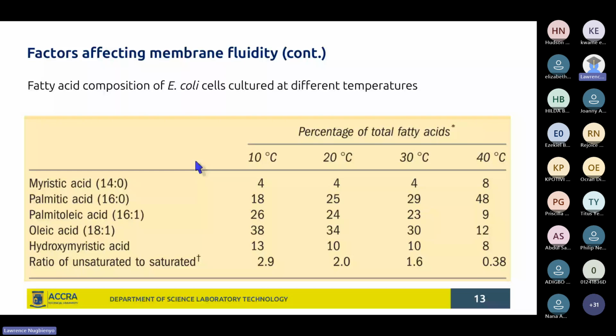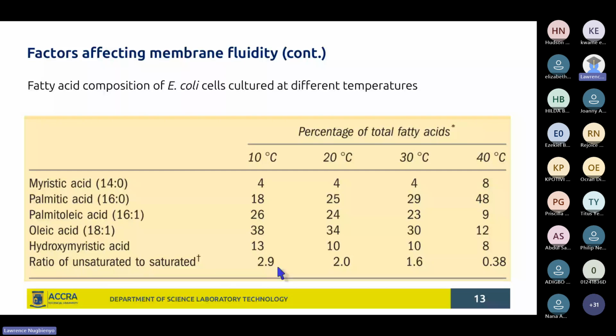E. coli cells, depending on the temperature under which they were cultured, actually adapted. They got adapted to the temperature in which they were being cultured. So they synthesized more of some lipids than others, depending on the condition. But most importantly, what we want to focus on is the very last row, which says ratio of unsaturated to saturated fatty acids. That is the most important thing to look at here.